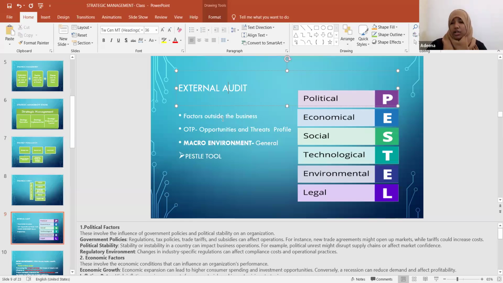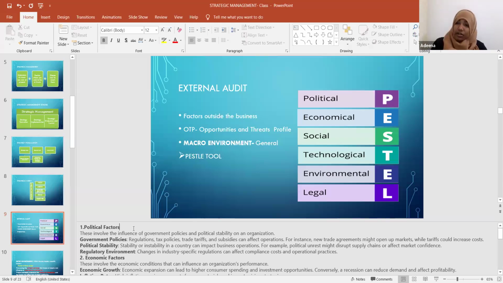Understood. For doing the external audit or external analysis, the major tool used is PESTLE analysis. PESTLE analysis is the best tool for analyzing the external factors to the business. PESTLE means political, economic, social, technological, environmental, and legal factor analysis. So let's see each factor in detail. Political factors means all those political factors that have an impact on the organization or the business we are doing, which could impact the final objective of our organization, or the survival or the existence of the organization.